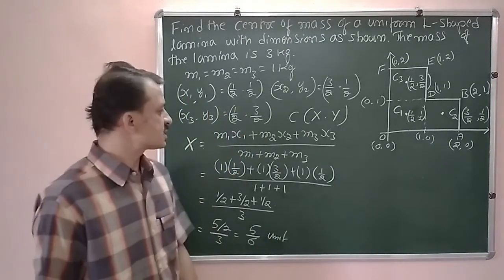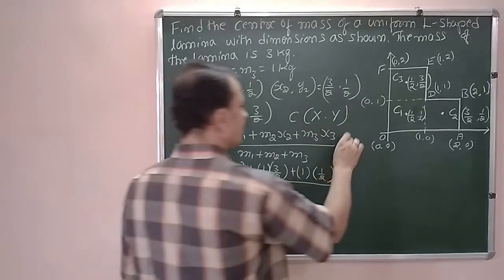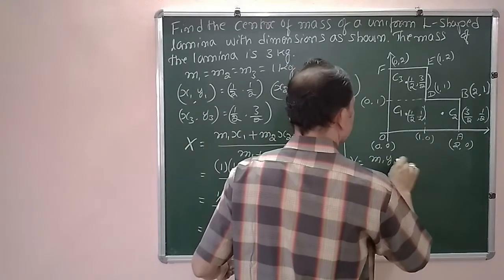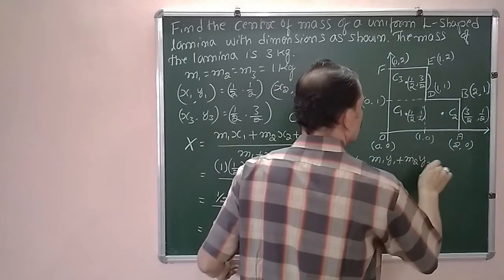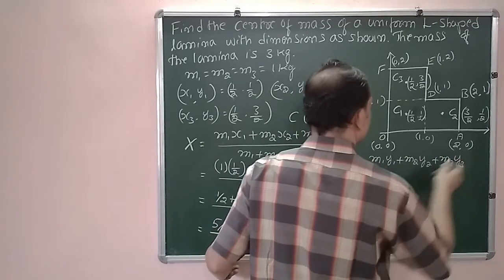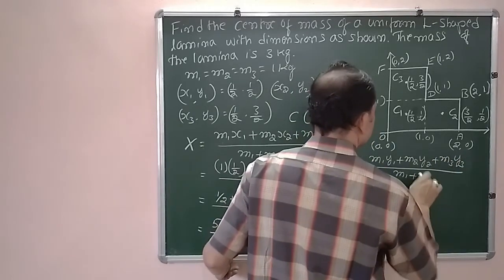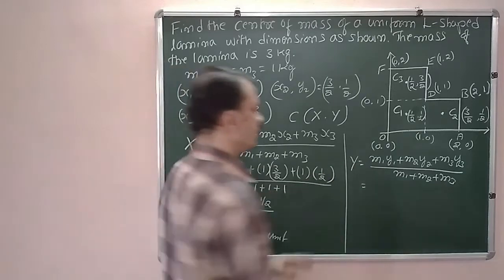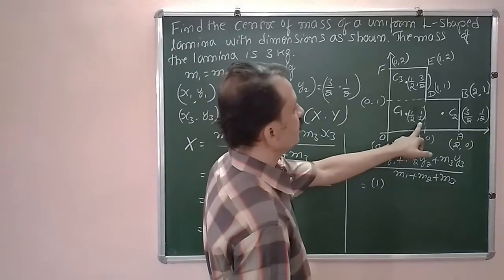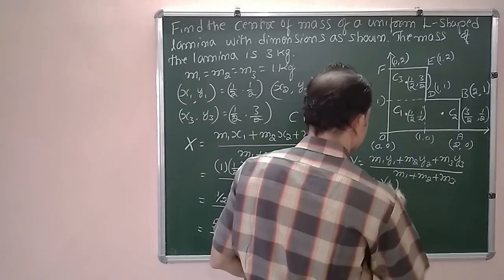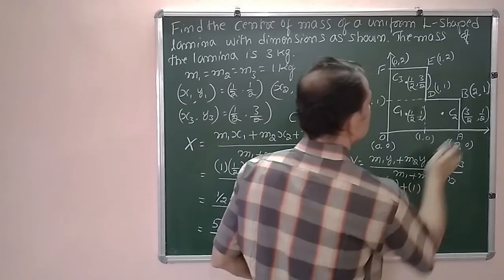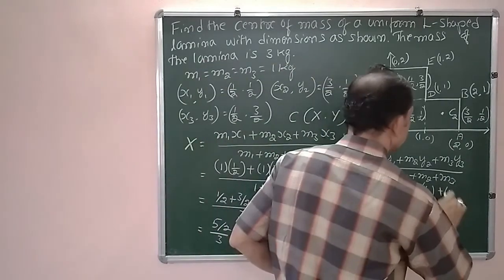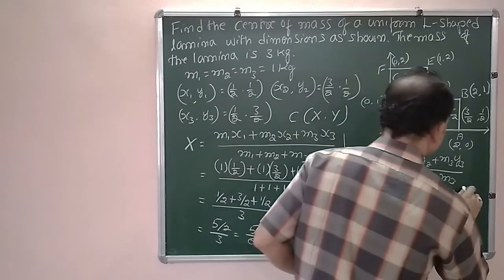5 by 6 units. That is the x coordinate. Now similarly find the y coordinate. The formula is m1 y1 plus m2 y2 plus m3 y3 divided by m1 plus m2 plus m3. Obviously m1 is 1. Now what is y1? It is half, plus m2 is 1. What is y2? y2 is half, plus m3 is 1. What is y3? y3 is 3 by 2.